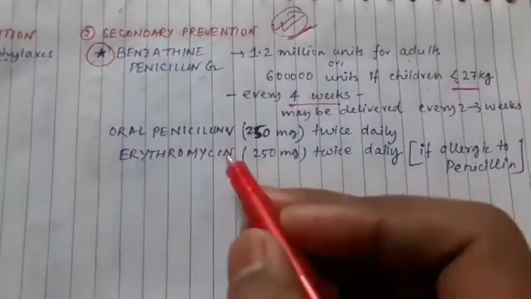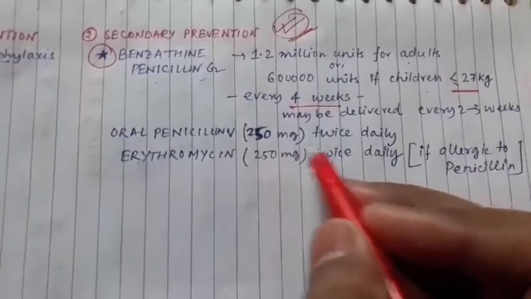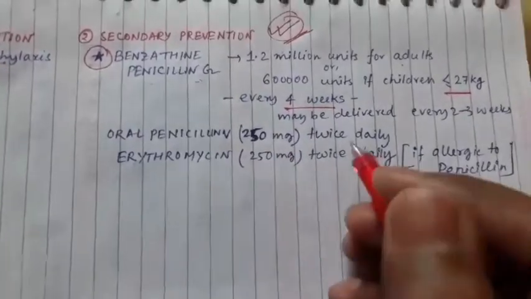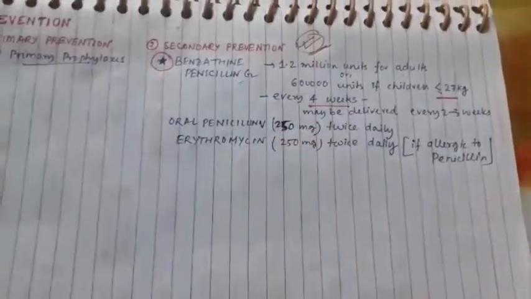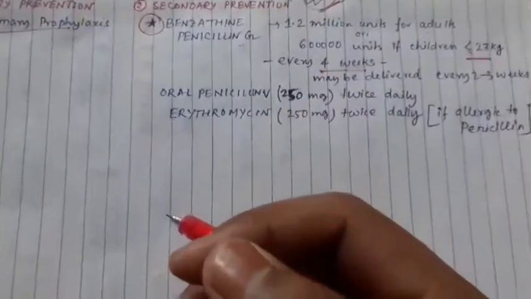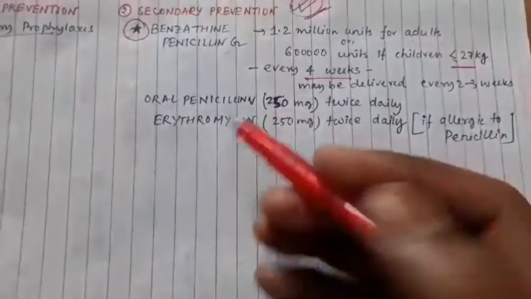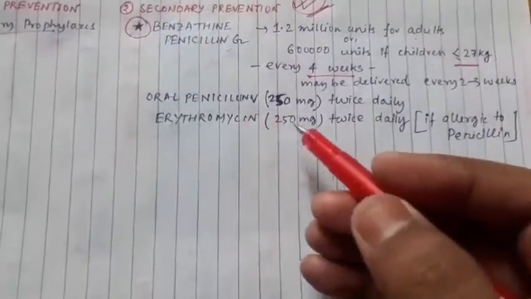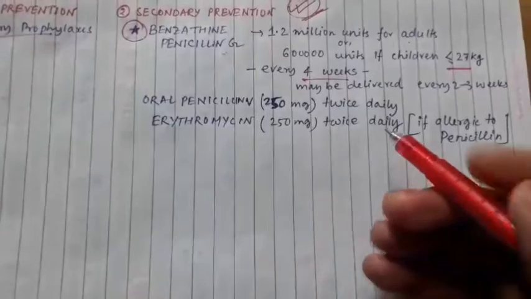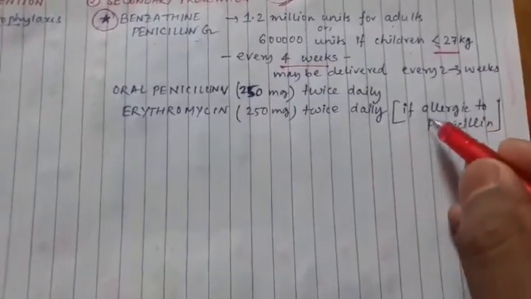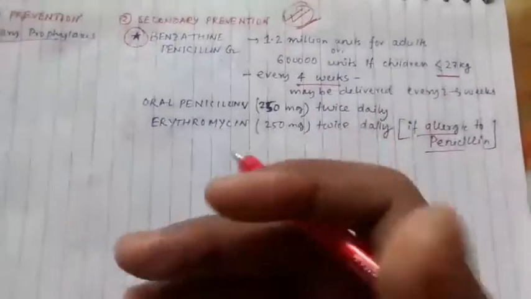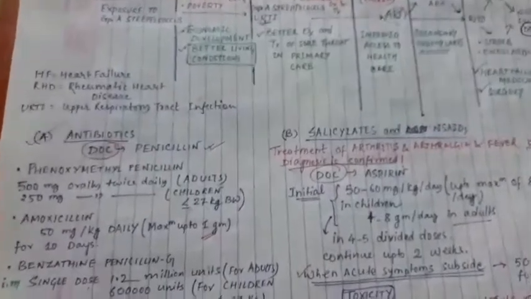Another one is oral penicillin V at a dose of 250 mg twice daily, but actually it is less effective than benzathine penicillin G. Another drug is erythromycin at a dose of 250 mg twice daily. If the patient is allergic to penicillin, then erythromycin can be administered. So that's all about the treatment guidelines, prophylaxis and prevention of acute rheumatic fever.